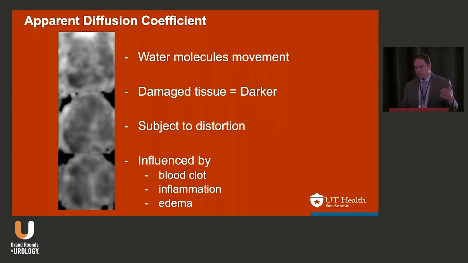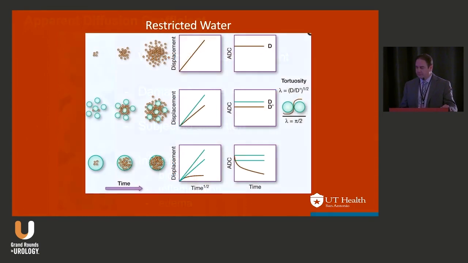And these ADC maps can be, we talked a lot about that earlier, there can be a lot of distortion. And there can be blood clots or inflammation that can impact these things.